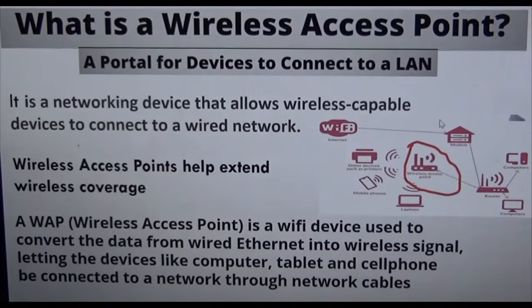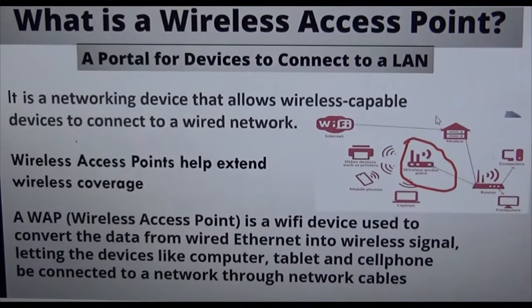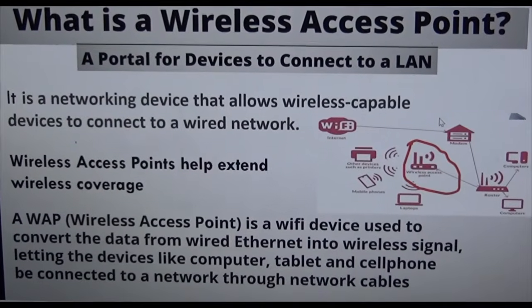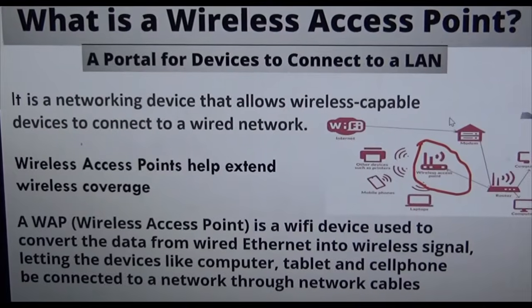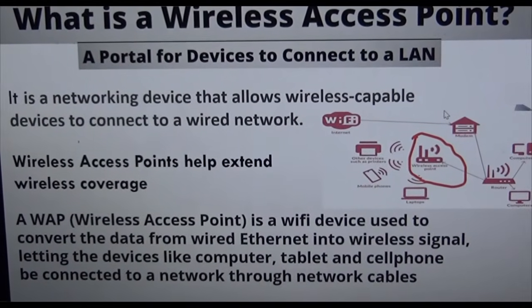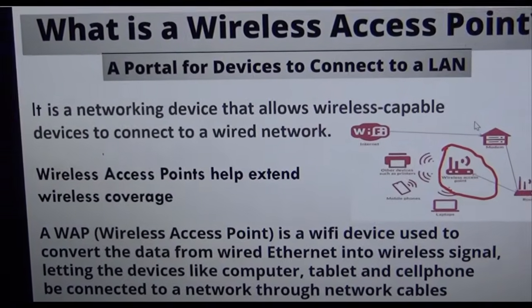What is a wireless access point? A wireless access point is a Wi-Fi device used to convert the data from wired Ethernet into wireless signals, letting devices like computers, tablets, and cell phones be connected to a network through network cables. It helps extend the wireless coverage.